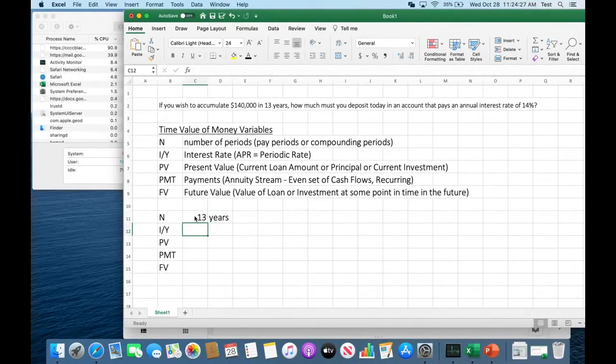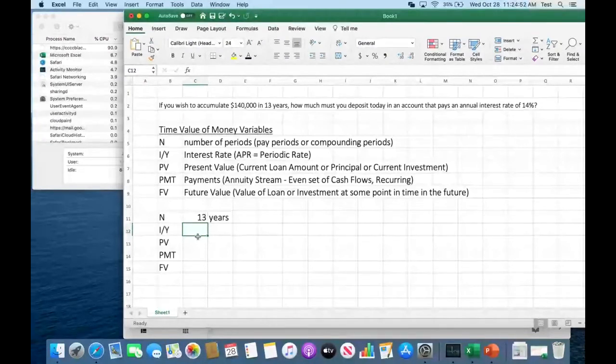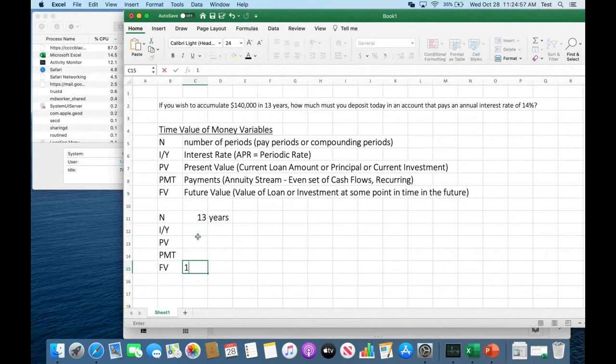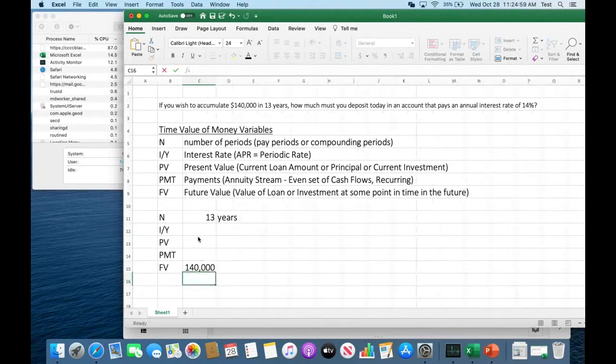You're going to type 13 years, and I recommend that you put 13 in. If you're using Excel, then put 13 in its own cell and put your N to the right so you can use it mathematically. If you're using a calculator, then you would probably be using a piece of notebook paper and you'll just say N equals 13. Okay. And it says if you wish to accumulate 140,000 in 13 years, which means that I'm assuming that 140,000 is my future value. That's my goal.